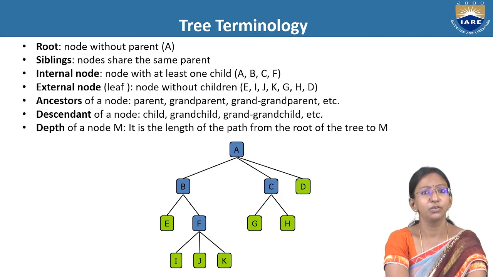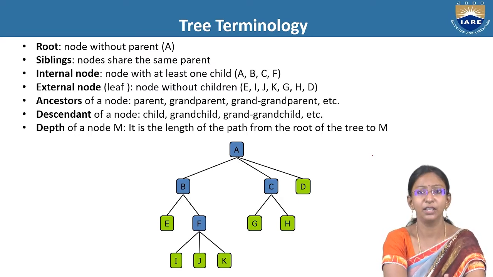They are having children, so they are known as internal nodes. External nodes are the nodes which do not have children. They are also known as leaves, like E, I, J, K, G, H, D. All these are leaf nodes which do not have children.